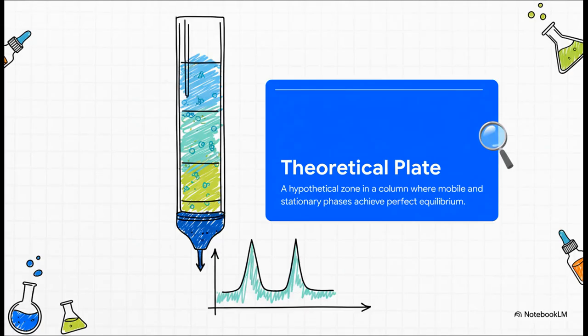So the core idea here is something called the theoretical plate. And let me be super clear, this is not a real physical plate inside your column. Nope, it's a conceptual slice. It's a hypothetical zone. Just imagine for a second that your sample molecules could just pause and perfectly distribute themselves between the mobile phase and the stationary phase. That little zone of perfect equilibrium, that's what we call one theoretical plate.